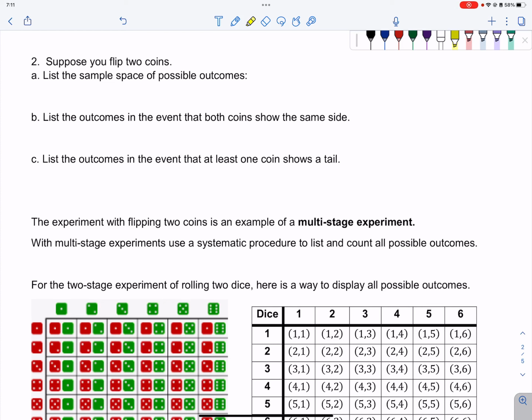Suppose we have an experiment where you want to flip 2 coins. The first thing that we need to figure out is all of the possible outcomes that you could have from completing this experiment. All of these possible outcomes, that is our sample space. One way to do this when we're doing 2 things is to make a table. So here we are completing 2 things because we are flipping the first coin and then we are flipping the second coin.